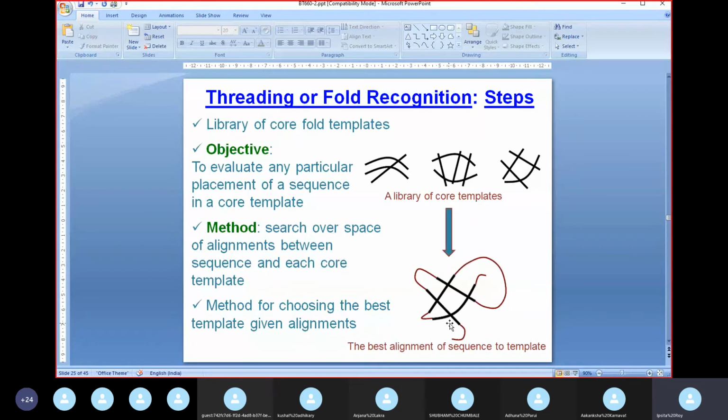So how do you fit? If you were to fit this polypeptide chain in here, you would find that there is a huge loop-like structure here, which is not thermodynamically stable. So only in this fold are you able to put the amino acid. So you are basically adding one amino acid at a time to see which of these folds gives you an energetically stable structure. So you search over the space of alignments between the sequence and each core template, and the method for choosing the best template given the alignments that are possible.